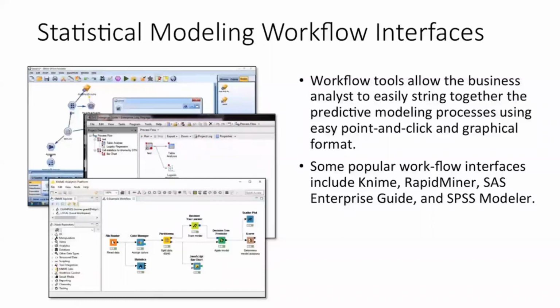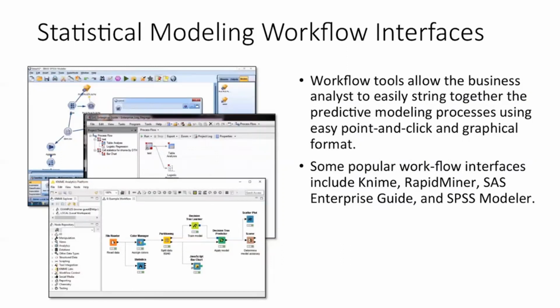For more complex problems that are hard to do on a spreadsheet, and for analysts who don't really want to build them from scratch, there are also tools called workflow interfaces that allow an analyst to easily string together very complex predictive modeling processes using an easy point-and-click and graphical format. So some popular workflow interfaces include KNIME and RapidMiner. Those are free and open source. And there are also paid and commercial versions like SAS and SPSS.